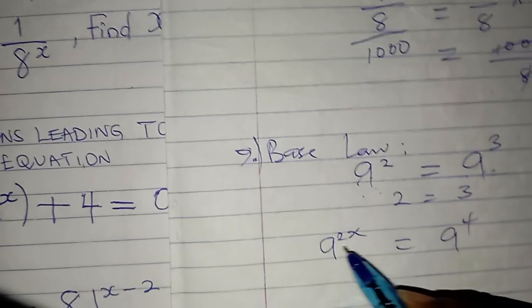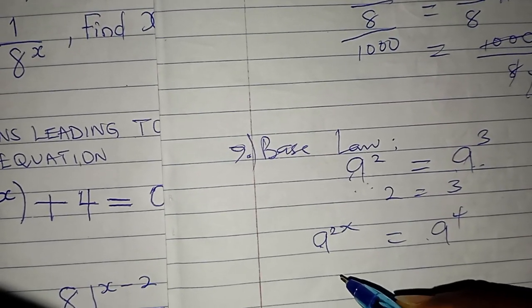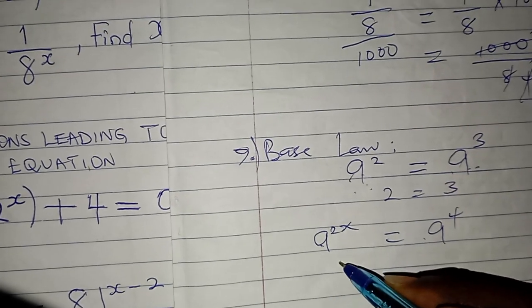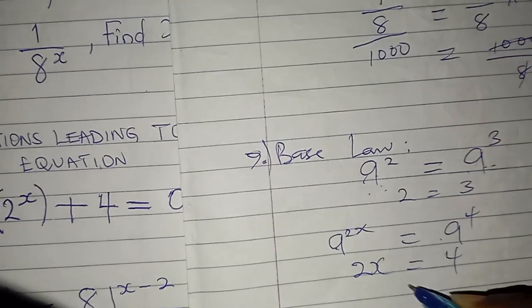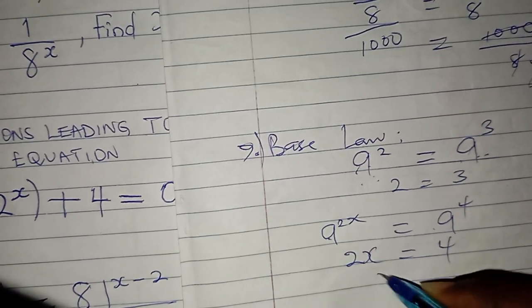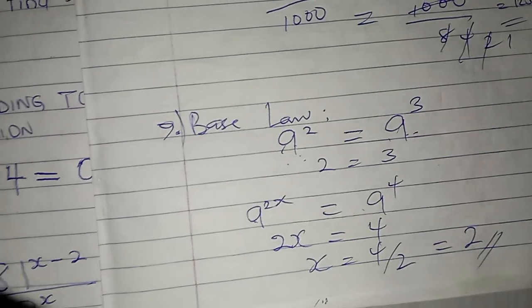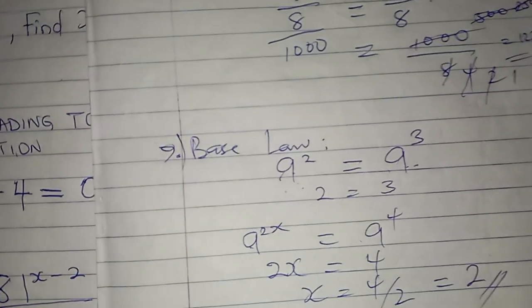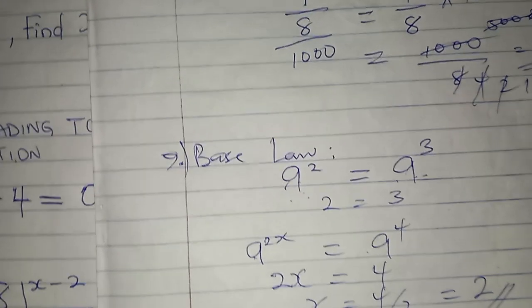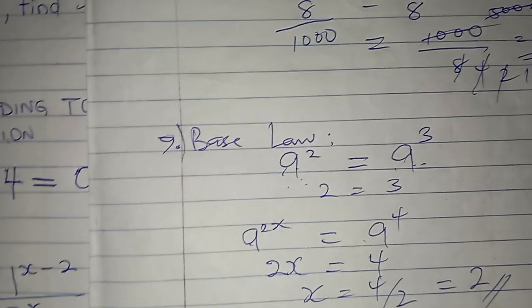base law is saying that since a and a are on both sides of the equation, their powers should now be equal. So this is going to be 2x equals 4. Making x the subject of the formula, we divide both sides, so that x is equal to 4 over 2, and this is going to be 2. So thank you. In our next class, we'll be treating problems under indices, indicial problems, indicial equations, and indicial equations leading to quadratic equation.